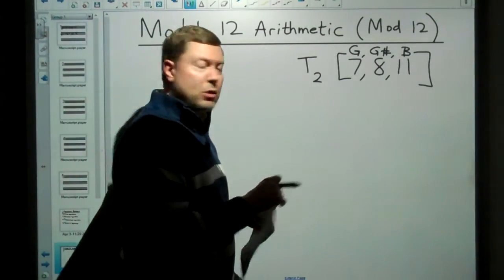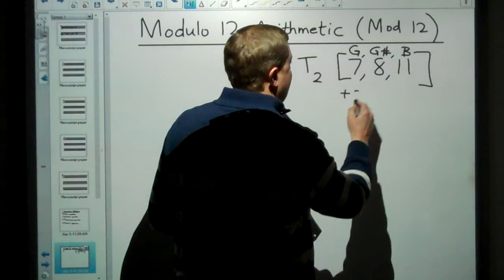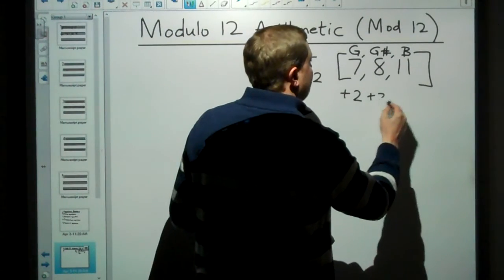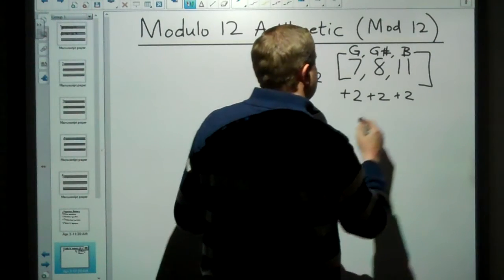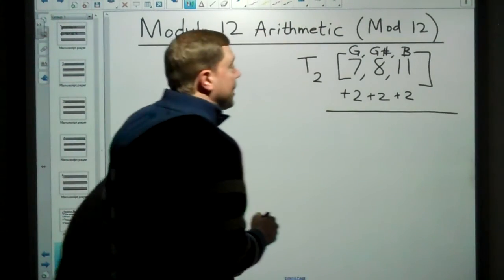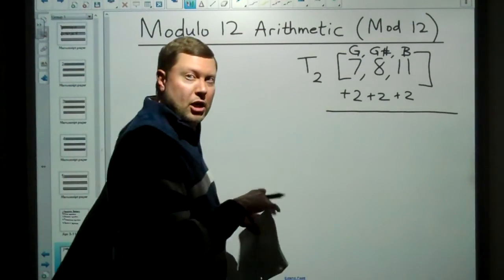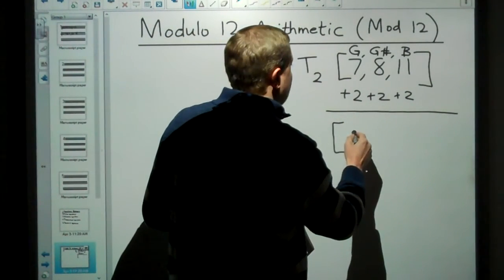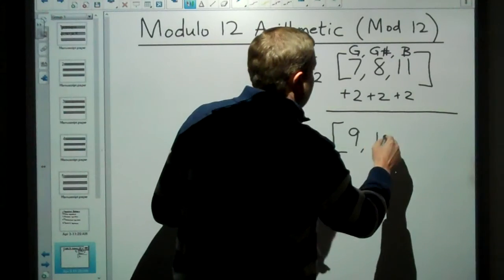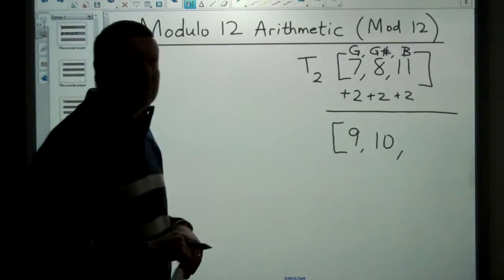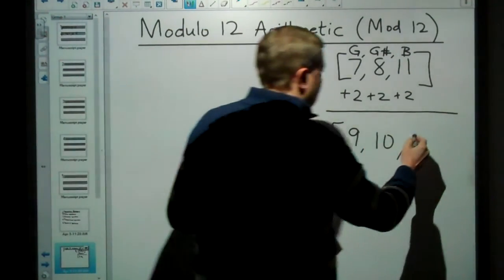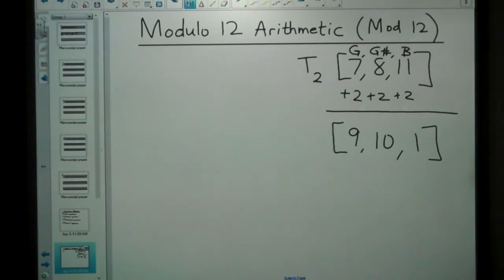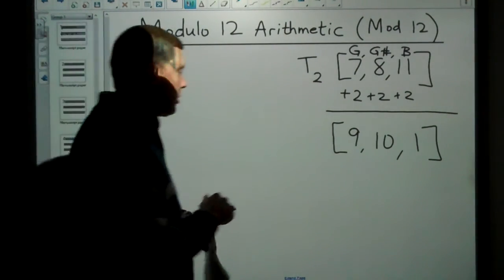So in order to transpose a pitch class set, what we do is we add the transposition number, or the number of half steps, to every member of the pitch class set. And what we will end up with then, again using mod 12 arithmetic, is the pitch class set 9, 10, and 11 plus 2 in mod 12 is equal to 1. 9, 10, 1. What are those pitches?